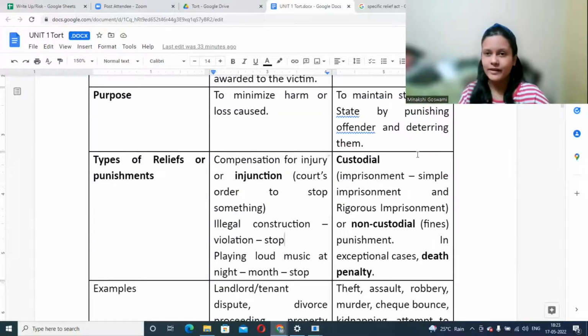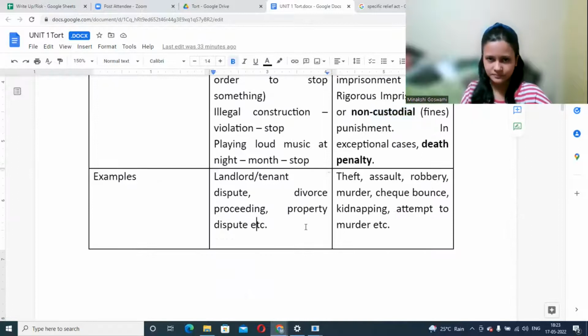So even though we say arrest happens in case of criminal and civil also, there are some provisions where we have provisions relating to arrest, but mostly it is common for criminal. So in criminal, we have custodial punishment like imprisonment, simple imprisonment or rigorous imprisonment. Simple as in no hard labor. Rigorous as in like we see in movies, breaking big stones and stuff. That is rigorous imprisonment. It might be non-custodial, you need to pay fines, or in rarest of rare cases, death sentence as well.